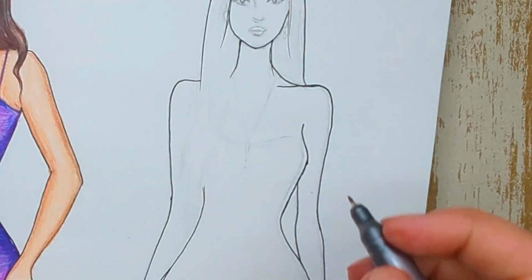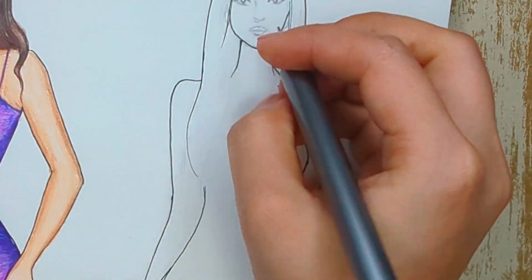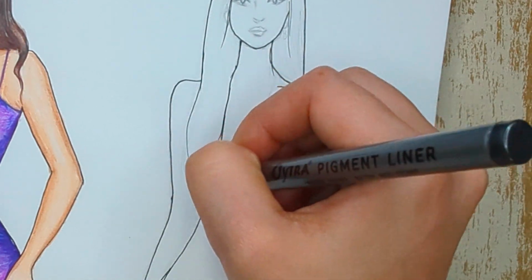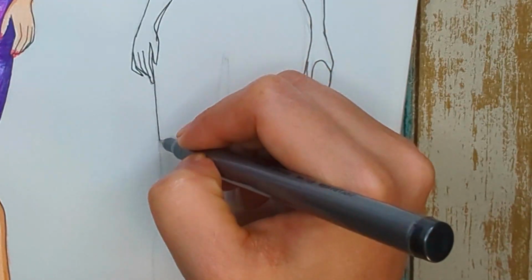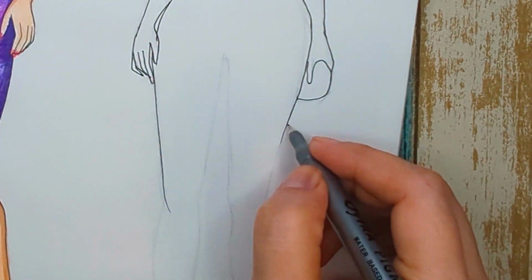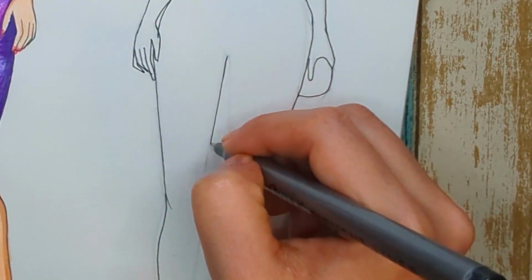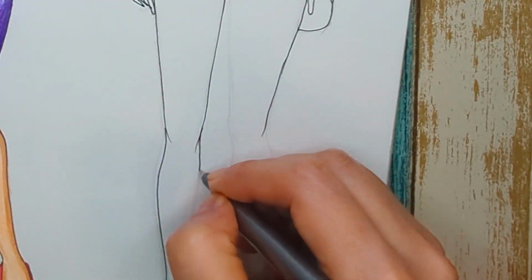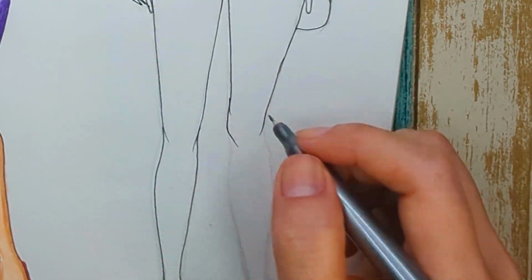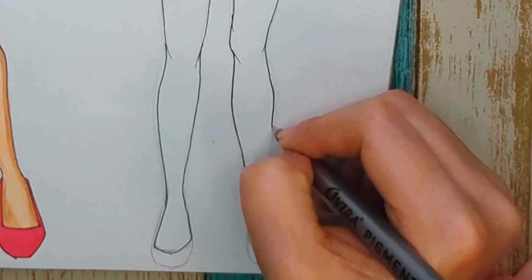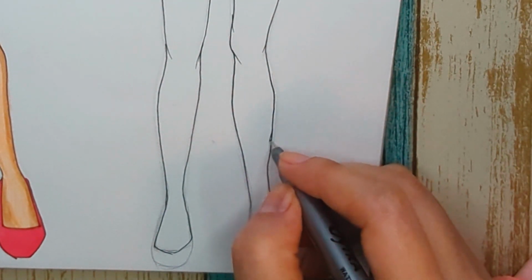So starting with the basic sketch, I gave her some long hair and some bangs to give some definition to the neck area. And I really feel like I messed up her legs a little bit, but then it doesn't look that bad at the end. So yeah.